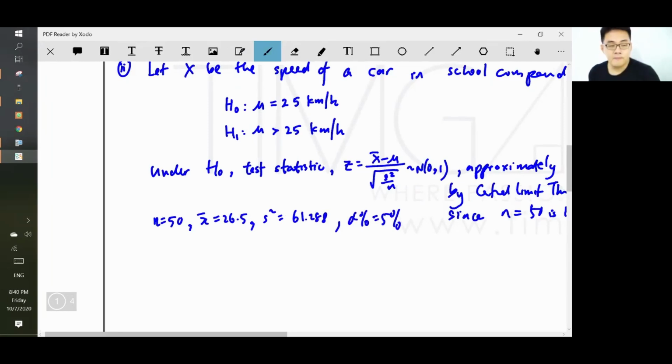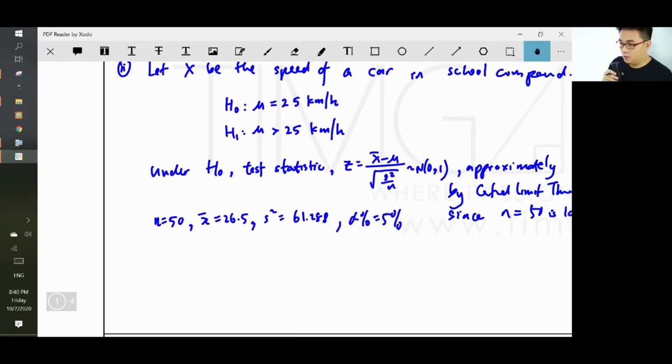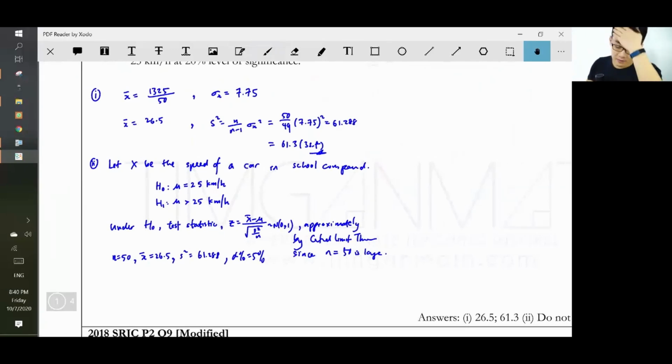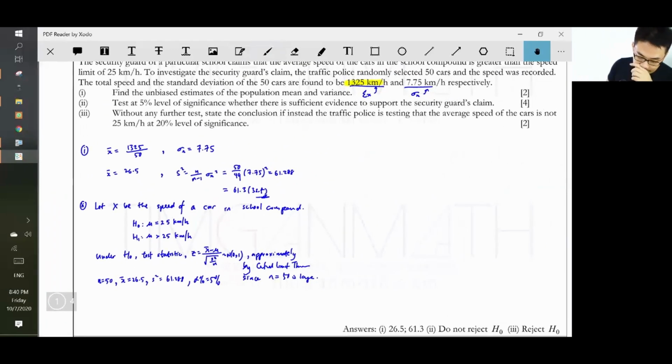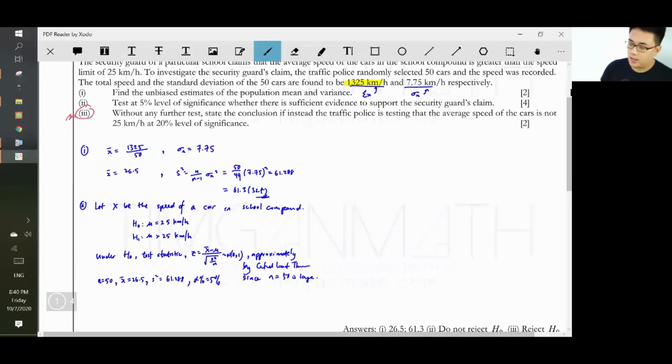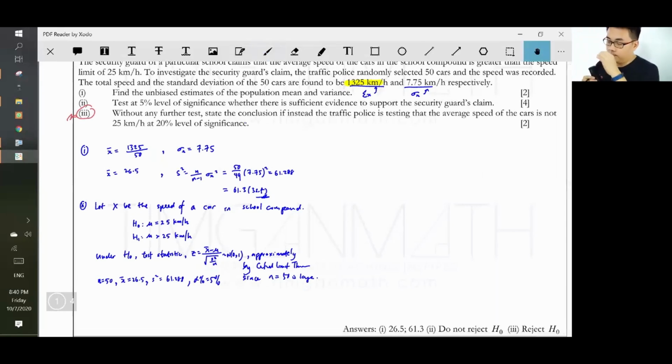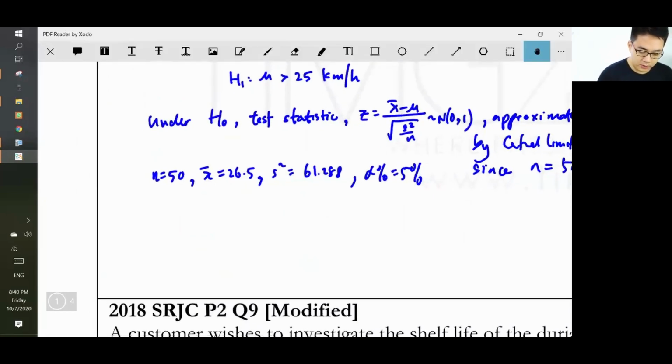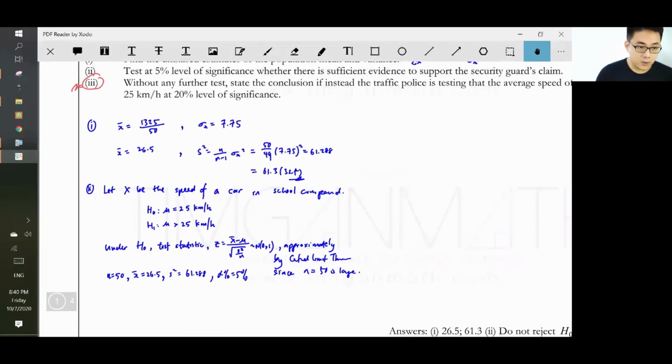Now, whether you reject or not. Because I know part 3 needs to use p-value, I'm just going to use p-value, because part 3 is using a 20% level of significance. P-value is very easy: if p-value is bigger than alpha, you don't reject H null. If p-value is less than alpha, you reject H null. So for this test, we bring out the GC and calculate the p-value.